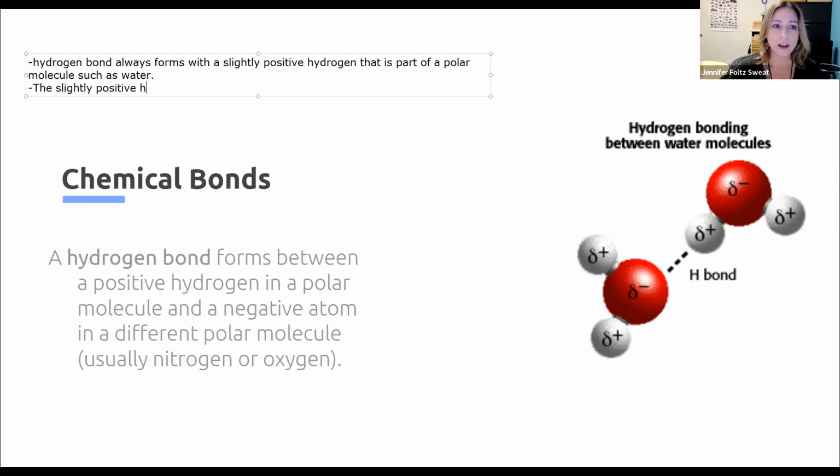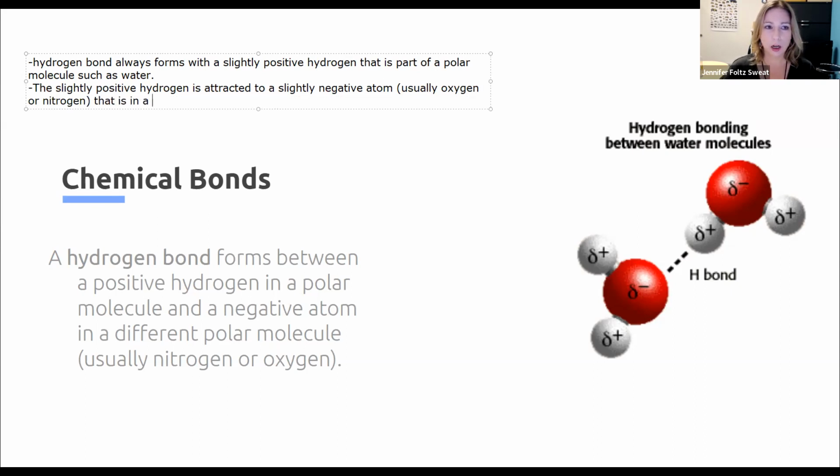The slightly positive hydrogen is attracted to a slightly negative atom, and I'm going to put usually oxygen or nitrogen. Not always, though. When I say different polar molecule, I just mean another separate molecule. So pause the video, write that down.